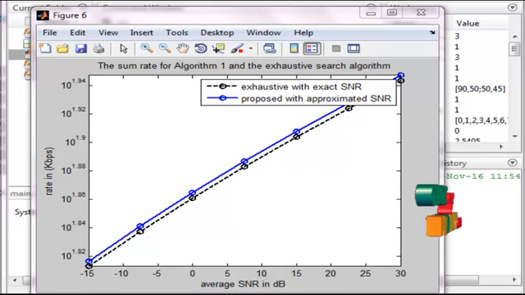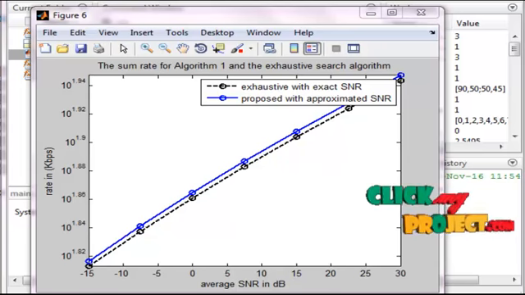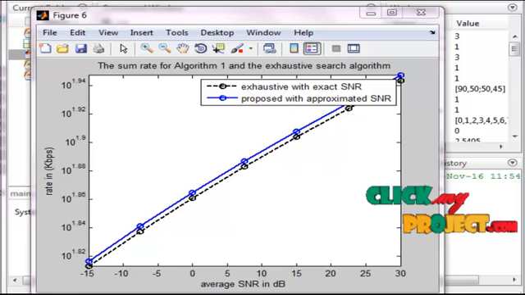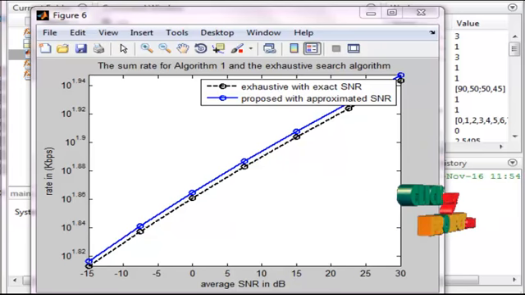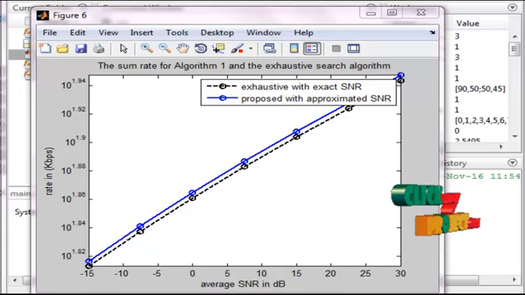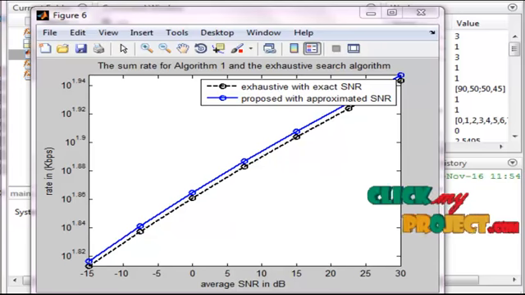In this figure, the sum rate of algorithm 1 and the exact search algorithm is shown. Here there is the rate and the average SNR. SNR means signal to noise ratio in dB, from -15 to 30. The black curve denotes the exact SNR, and blue is the proposed with the approximated SNR. The rate is in kbps, kilobits per second, at high SNR in dB, comparing algorithm 1 with the exact search algorithm.